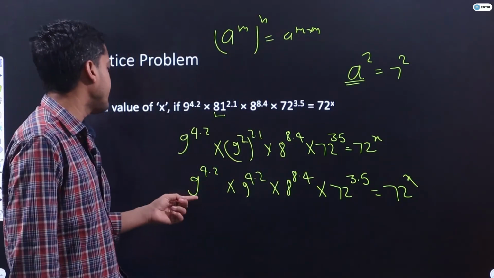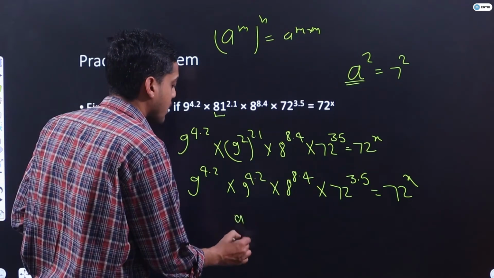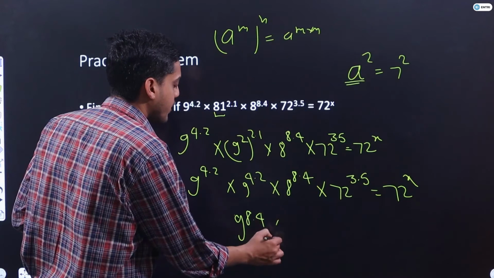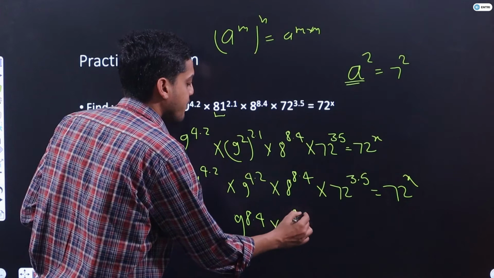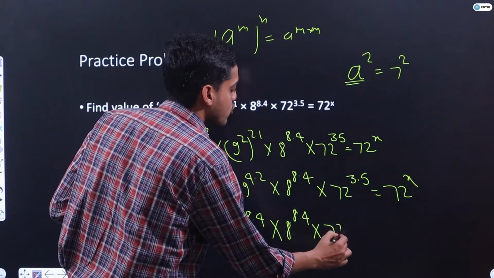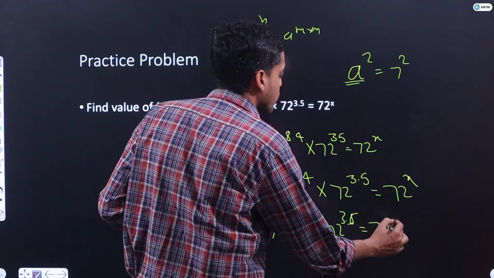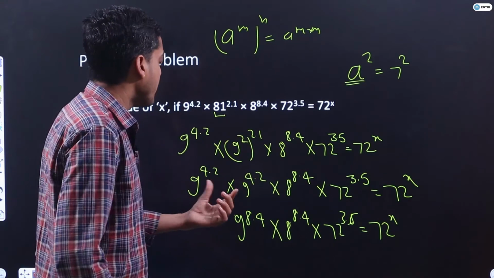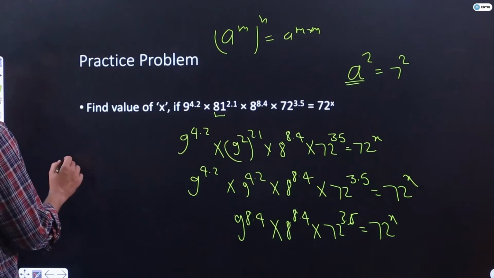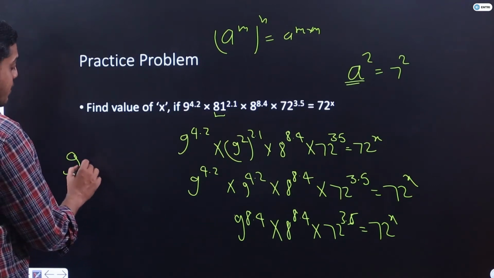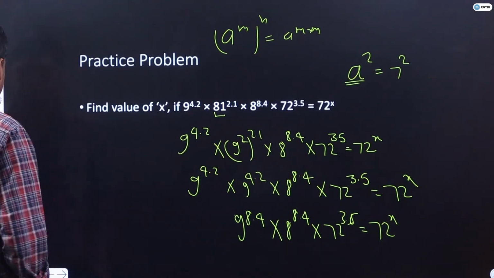Now you will say, sir, here the bases are same, the powers will get added. So ultimately I can write 9 is to the power 8.4 into 8 is to the power 8.4 into 72 is to the power 3.5 is equal to 72 is to the power x. So ultimately, sir, here I will observe the powers are same, so I can replace both the powers with a single power by multiplying the bases only. 9.8 is to the power, okay, I'm writing on the next page guys.